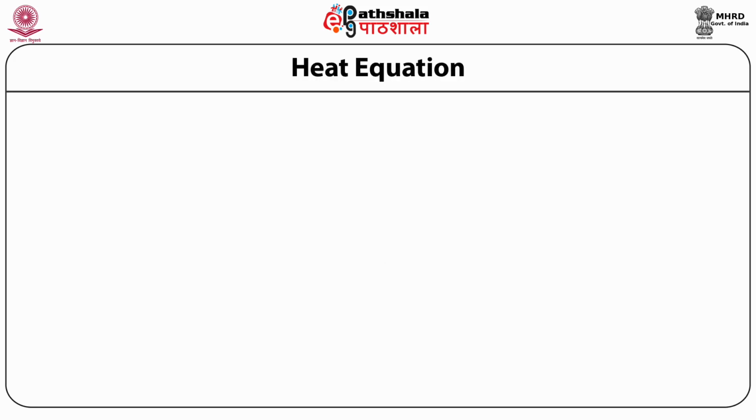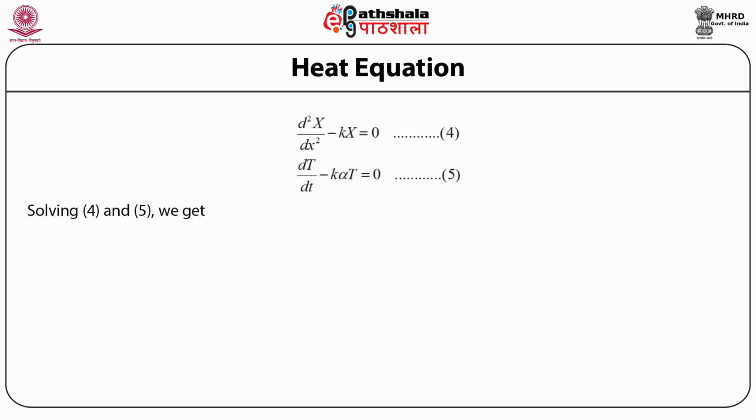When we solve equations 4 and 5 as shown in the figure, we can get different equations depending on the value of the constant. In case A, we assume the constant equal to p squared and positive. Then you get the solution X is equal to c1 times e to the power px plus c2 times e to the power minus px, and T is equal to c3 times e to the power c squared p squared t. The solution is going to be X times T.